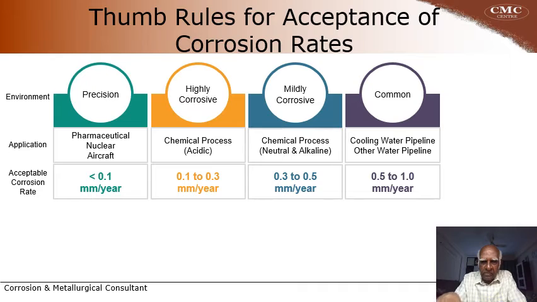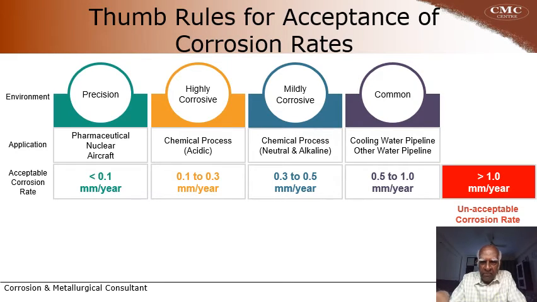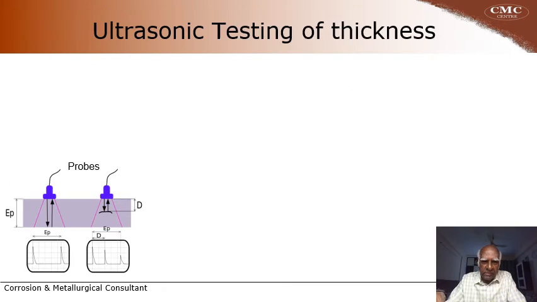For common systems like cooling water, sea water, etc., you can tolerate a little bit higher corrosion rate of 0.5 to 1 millimeter per year, and finally more than 1.0 mm per year is definitely not an acceptable corrosion rate. You should not use those materials of construction.